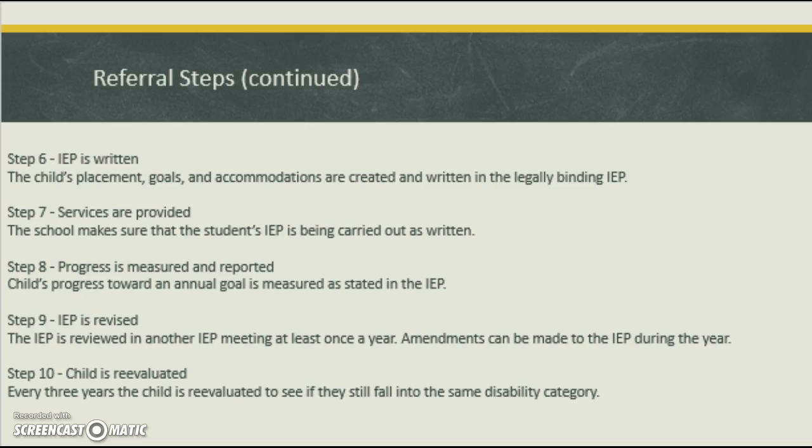Step 9. The IEP is reviewed. At least once a year, the IEP team gets together to see if the IEP still applies and is in keeping with the child's needs. Parents can make suggestions for changes, can agree or disagree with the IEP goals, and agree or disagree with the child's placement.